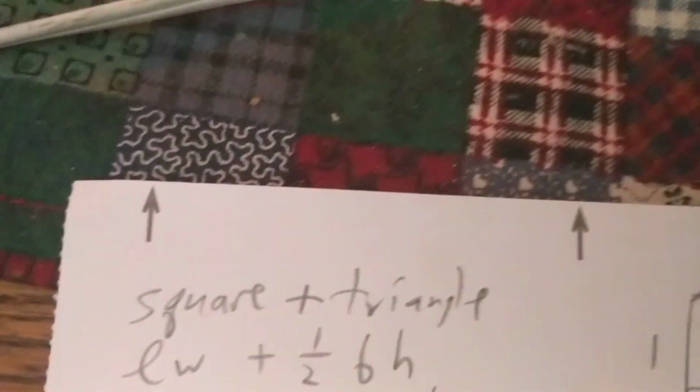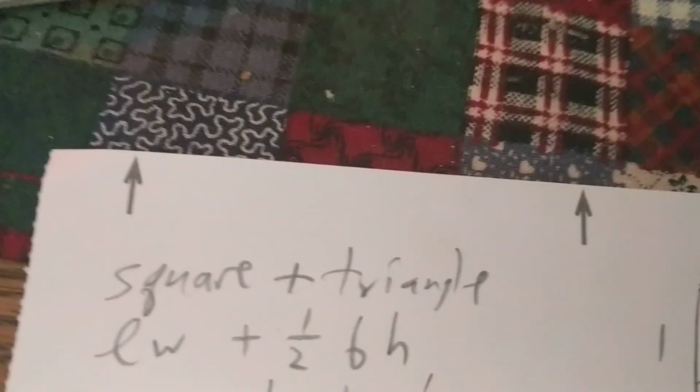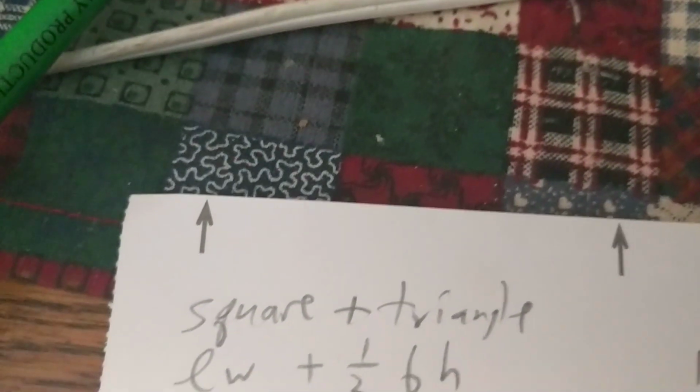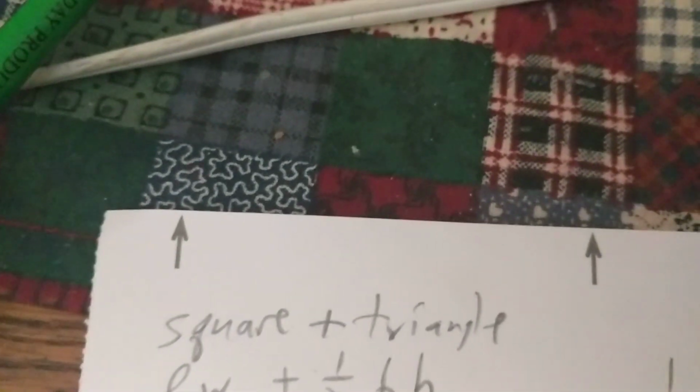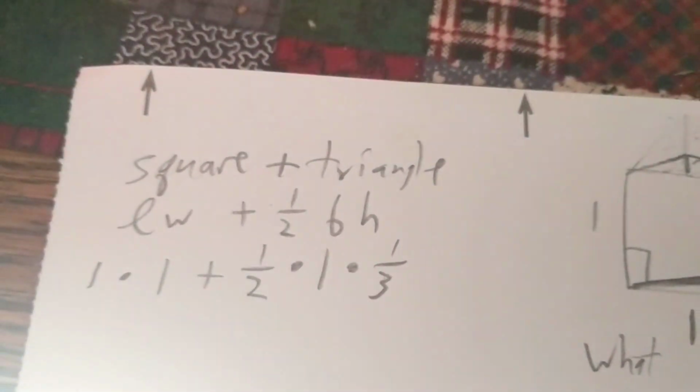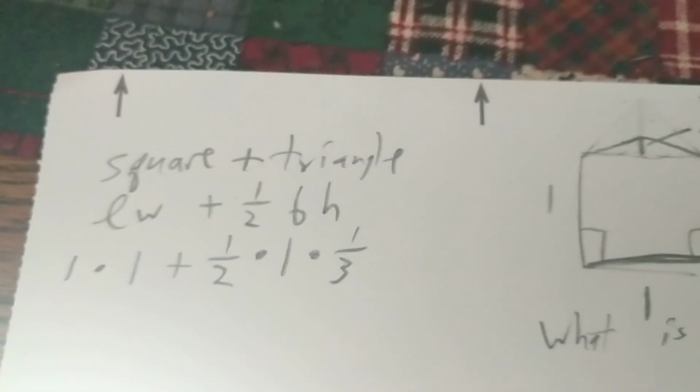The area of the square is the length of the square times the width of the square. Since it's actually a square, you can think of it as the length to the second power. And the area of the triangle is 1/2 the base of the triangle's length times the height of the triangle, which in this case is 1 times 1 plus 1/2 times 1 times 1/3, which is, I forgot to solve it ahead of time, it's going to be 1 plus 1/6, which is going to be, and I'll just leave the fraction work out today, 7/6.